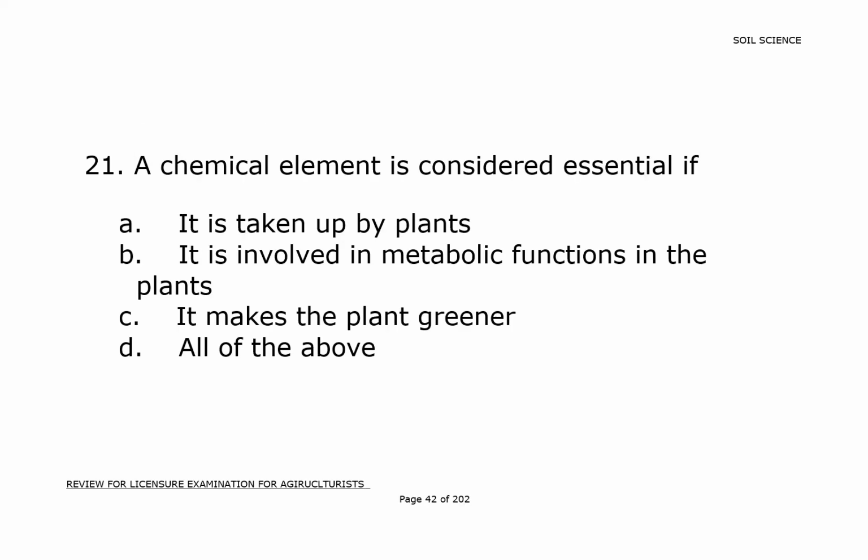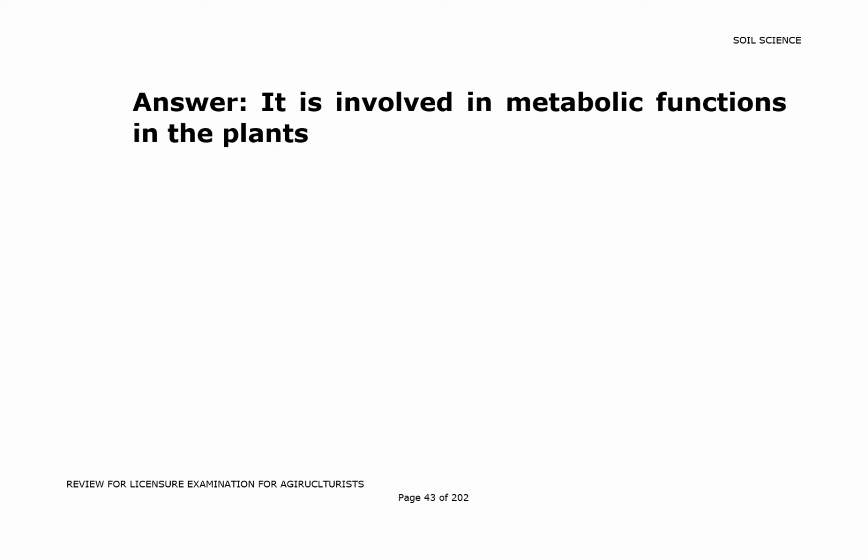Number 21. A chemical element is considered essential if A. It is taken up by the plants. B. It is involved in metabolic functions in the plants. C. It makes the plant greener. Or D. All of the above. The answer is it is involved in metabolic functions in the plants.